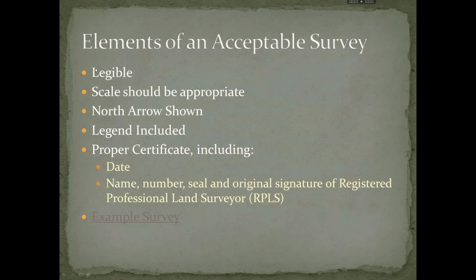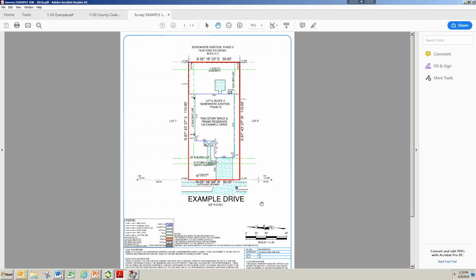So we're going to go back to our PowerPoint really quick. Number 1, it needs to be legible, right? This survey is clearly legible. I can make out everything on here, every word, every line. I can see the cardinal directions, the scale, all that. Clearly, this satisfies the first requirement.